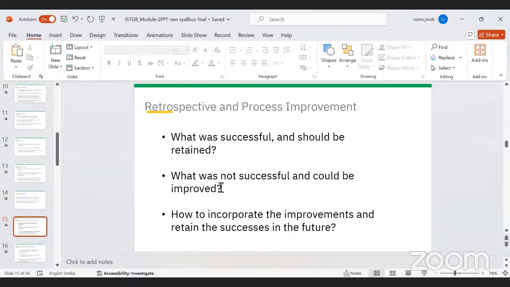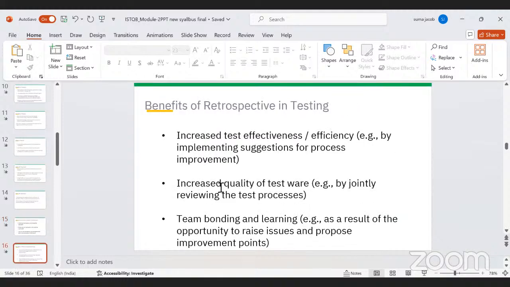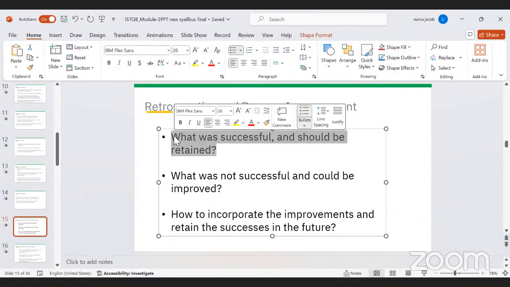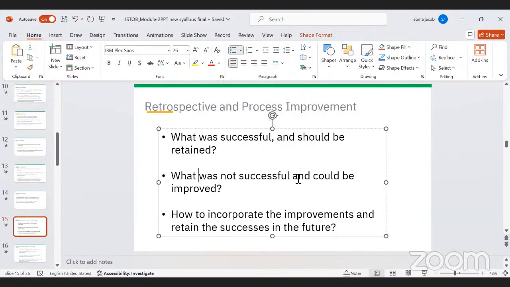Similarly, the next one is how to incorporate the improvements and retain the success in the future. We discuss the things to be retained in the first point, and the failures and how they could be improved. Finally, we discuss how to incorporate these improvements and retain the success in the future.